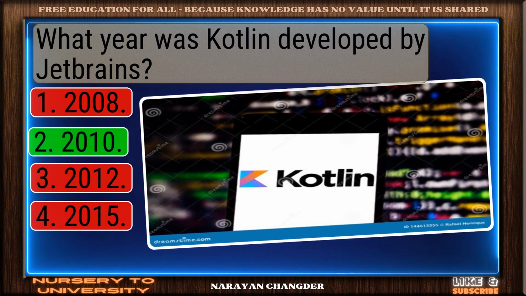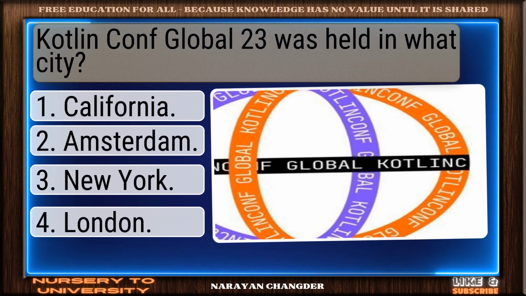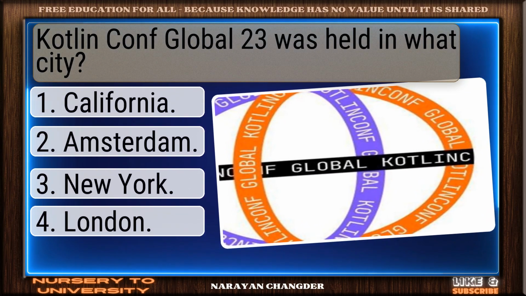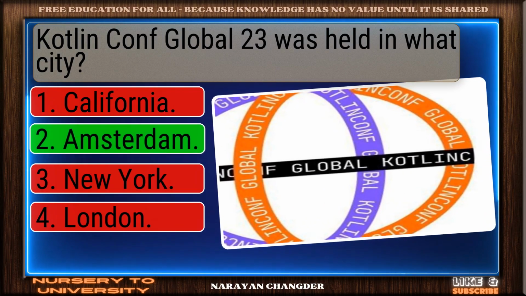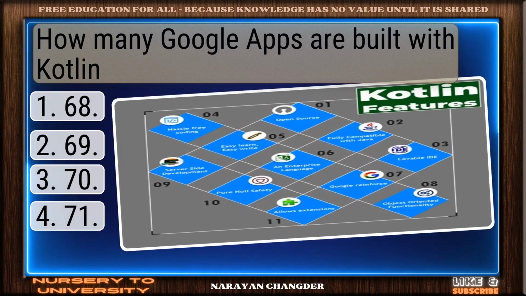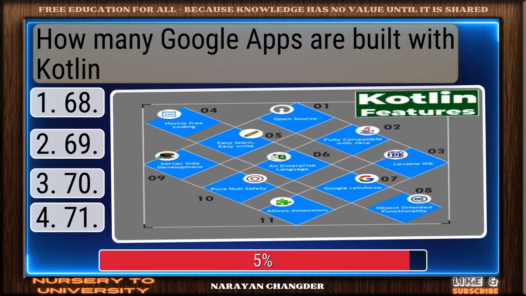Excellent choice. 2010 is the right answer. Question number 54. KotlinConf Global 23 was held in what city? Smart move. Amsterdam is an accurate answer. Question number 55. How many Google apps are built with Kotlin?